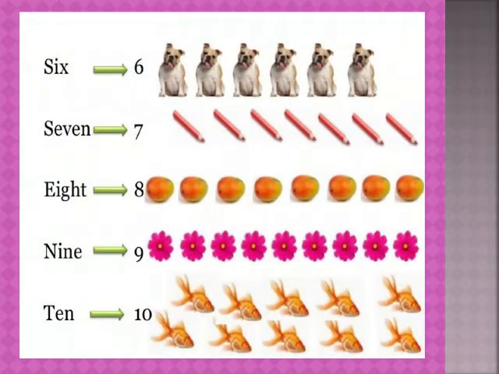Now let us see in this picture, when we count the number of dogs, there will be 6 dogs. Then there are 7 pencils. Let us count the number of mangoes. There are 8 mangoes, 9 flowers and 10 fishes. So here in the image we can see there are objects which are 6, 7, 8, 9 and 10 in numbers.